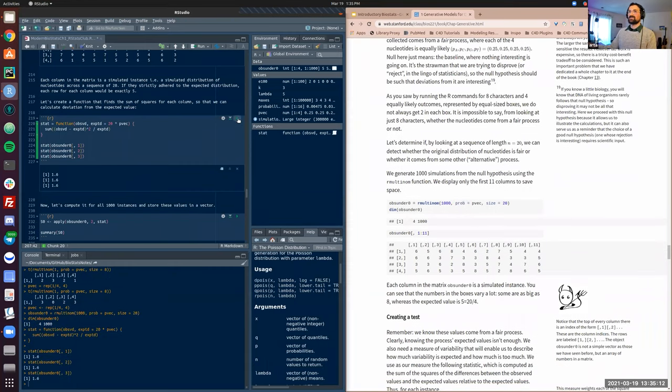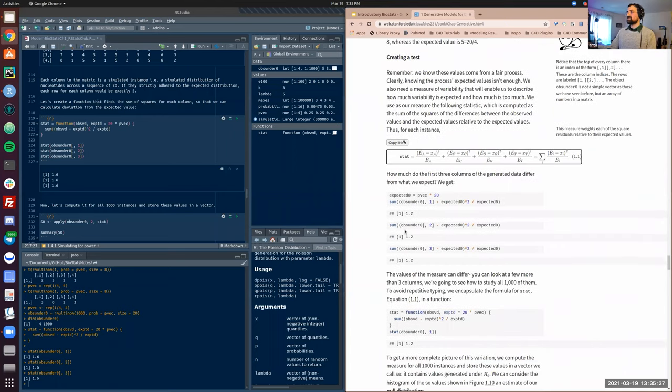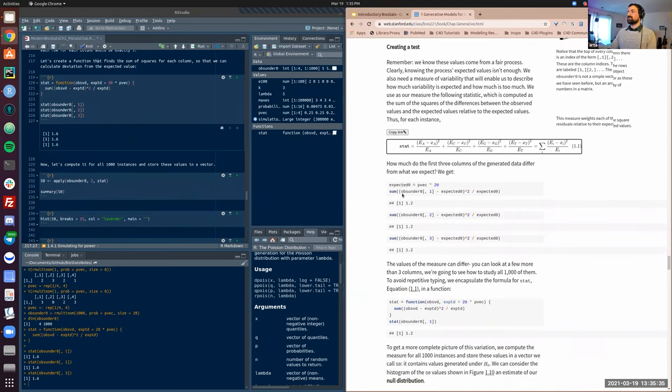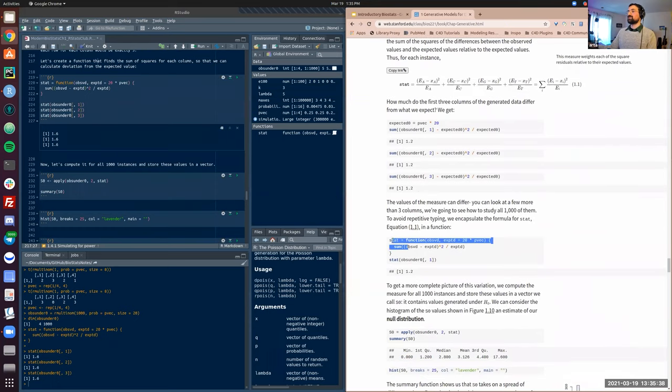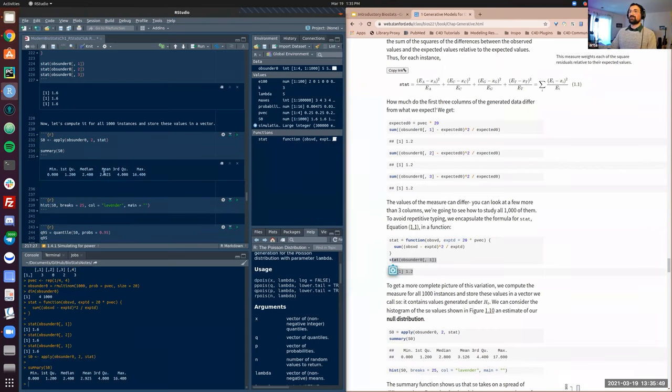All right, so let's get into it. What does this do? This is calculating the error, the deviation from the expected value. This person creates this formula to find the sum of squares, which is a measure of deviance from the expected value. The authors of this book encoded it into a function, and they got 1.2, we got 1.6. So for all 1,000 instances, let's compute it and store it in a vector. And so the mean sum of squares is about 3.